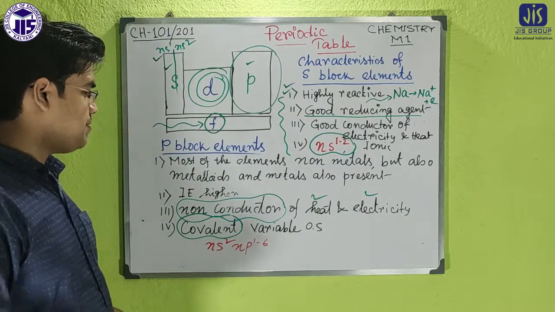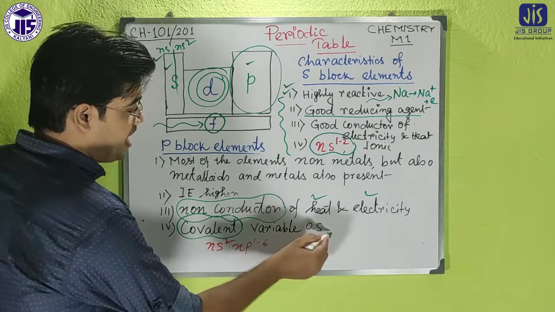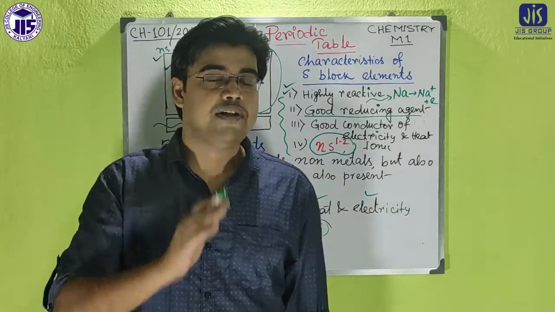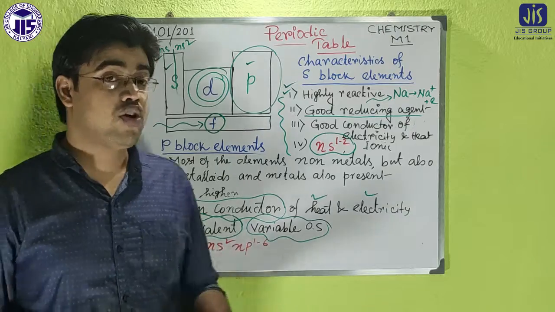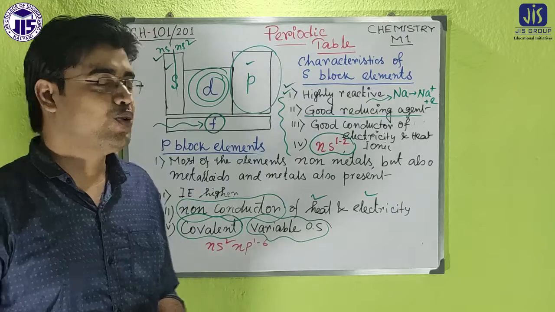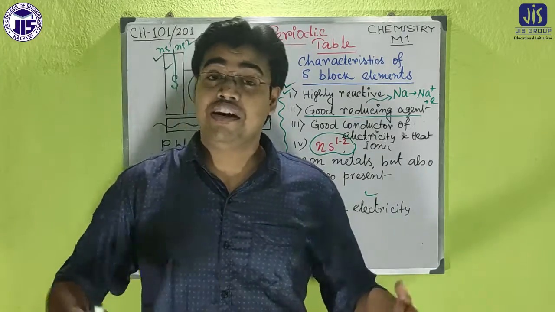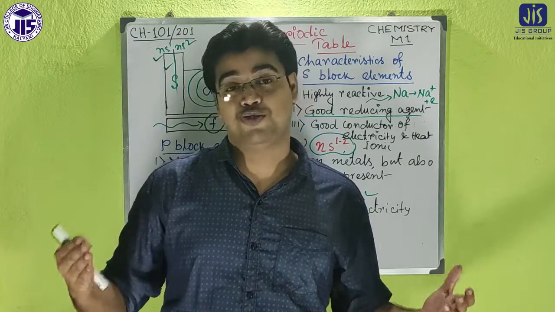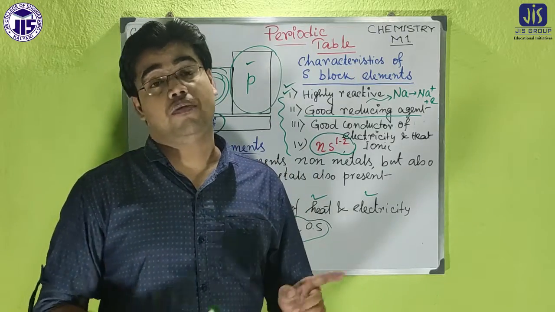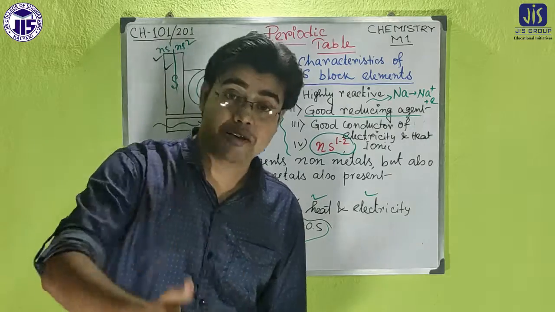The most important point here is that most of the p block elements have variable oxidation states. That means they can show different oxidation states in different compounds. Starting from phosphorus, all of you know very well that phosphorus has different examples of different oxidation numbers. That type of variable oxidation state is possible for other elements of the p block.